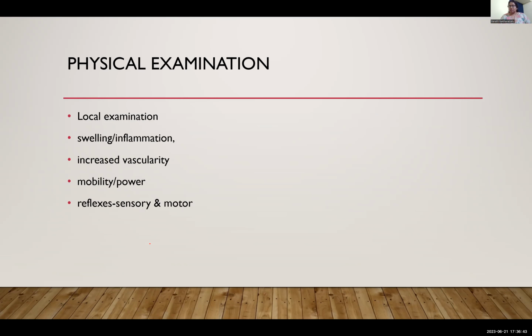And so mobility of the limb may be decreased. If there is damage to a limb, the power of the limbs may be reduced or compromised. You should also check for reflexes, both sensory and motor. Just because the patient says there is pain and you are able to visually see the injury, you should not neglect examination.